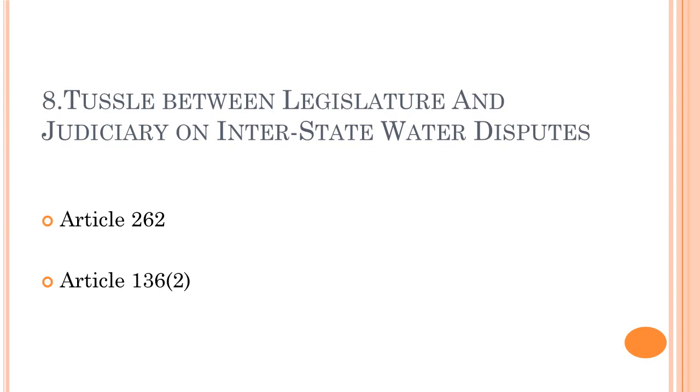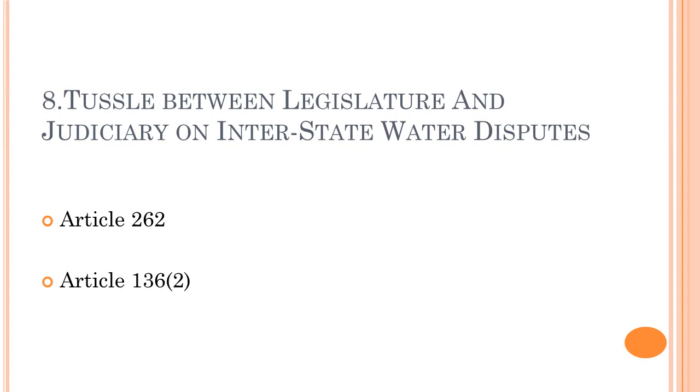Again, remember Article 262 and Article 136 Clause 2. Article 262 is about giving adjudication power to Parliament. Article 136(2) is related to special leave petitions. Generally people believe that if the judiciary is taking these matters, they take it by the right to constitutional remedies, Article 32. No, they take it by Article 136 Clause 2, which is by invoking special leave petitions. If you know these intricacies, you will score good marks in paper 2.